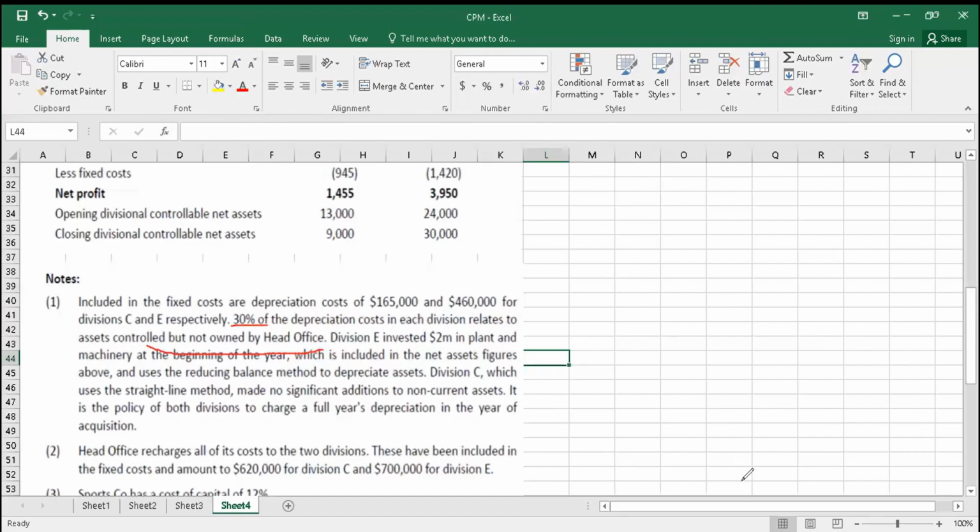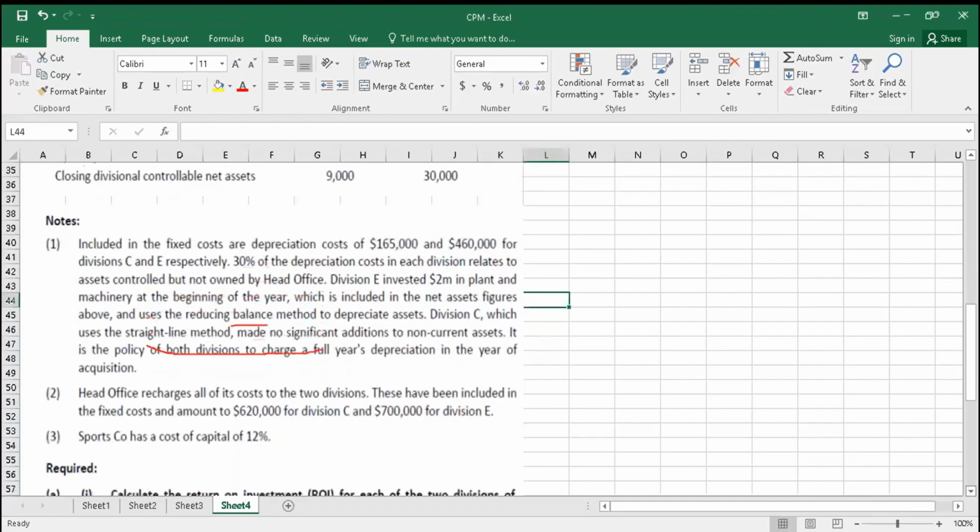Second point. Head office recharges of all of its costs to the two divisions. They have been included in the fixed cost, amounting to 620,000 and 700,000. So these things also have to be adjusted: 600,000 and 620,000 and 700,000. So for depreciation, first we need to separate what portion of it is controllable.